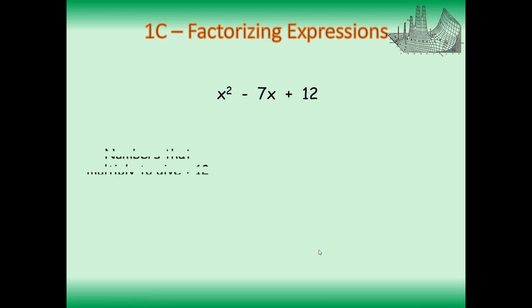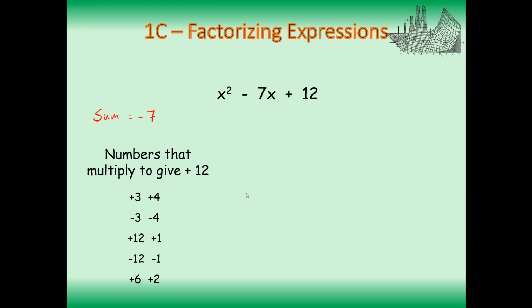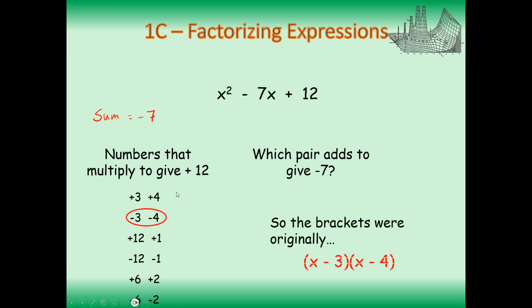In this case, we say the numbers that have to go inside the bracket have to give us positive 12. So their product is a positive 12, and they have to add up to minus 7. So the sum of those two numbers is equal to negative 7. So you write all the factors of 12 for yourself, and you think, all right, which of these pairs will give me a negative 7? It's not hard to spot that minus 3 and minus 4 will give you negative 7. So you open up two brackets and you put minus 3 next to one of the x's and minus 4 next to the other x.